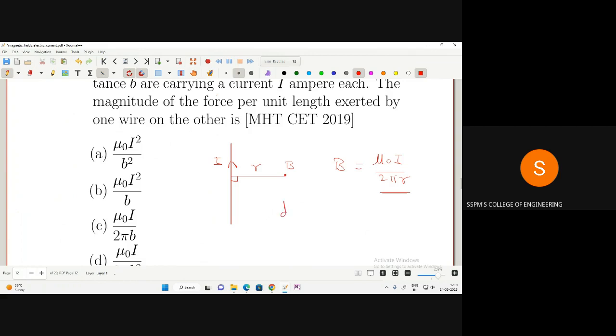हा इक्वेशन डी बी इज इक्वल टू म्यू 0 आय डी एल साइन थीटा डिवायडेड बाय 4 पाय आर स्क्वेअर. हे सॉल्व्ह केल्यानंतर आता मी काय थेरीमध्ये जात नाही, तर तुम्हाला हे इक्वेशन मिळणार. For an infinite current carrying wire the magnetic field at a distance r is mu 0 I divided by 2 pi r, where r is the shortest distance between current carrying wire and point P. हे इक्वेशन जर माहित असेल तर तुम्हाला हा एक्झाम्पल सॉल्व्ह करता येईल.